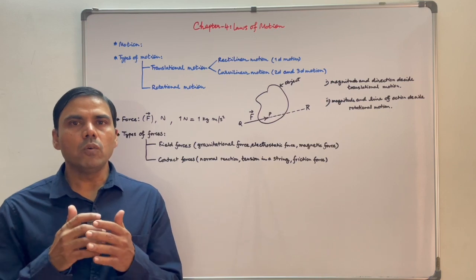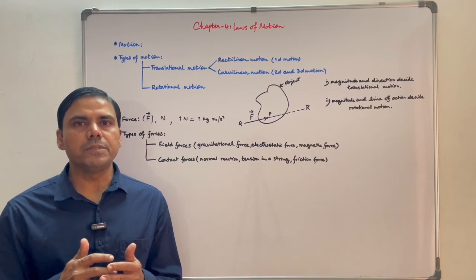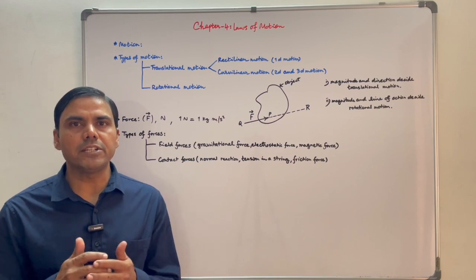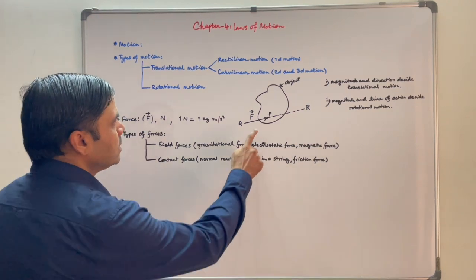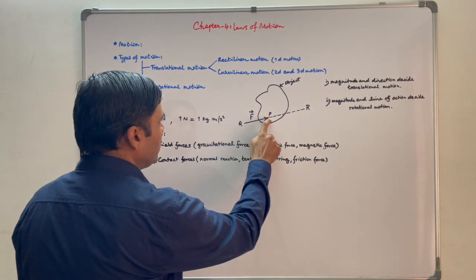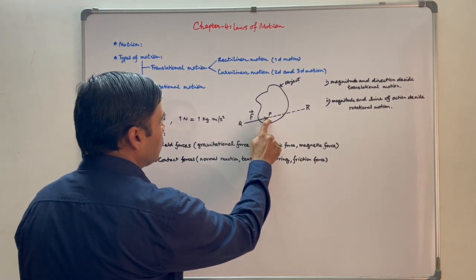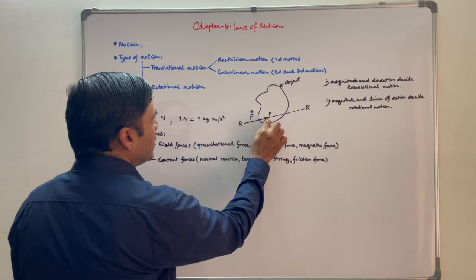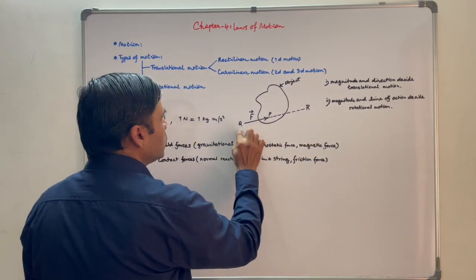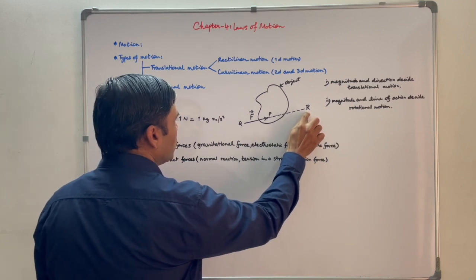To predict how a force affects the motion of an object, we need to know the magnitude, direction, and point of application of force. Consider this is an object. A force F is applied at point P. So P is the point of application of force. Direction and point of application of force decide the line of action of force. So QR is the line of action of force.